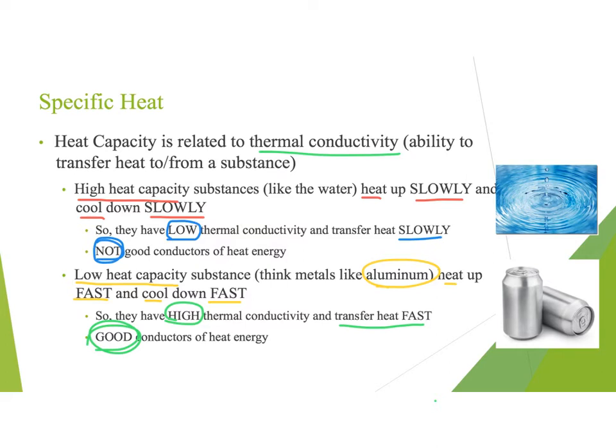Okay, so that's how those two concepts are related: specific heat and thermal conductivity. If something has high specific heat, it's going to have low thermal conductivity, and it's going to not be a good conductor of heat energy. If something is low heat capacity, like metals have low heat capacity, then they are going to be heated up or cooled down quickly, and they have what we call high thermal conductivity. So these guys are good conductors.